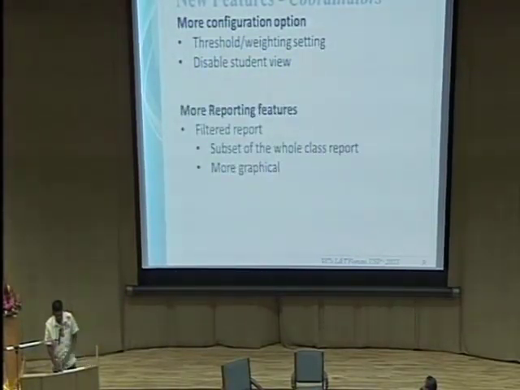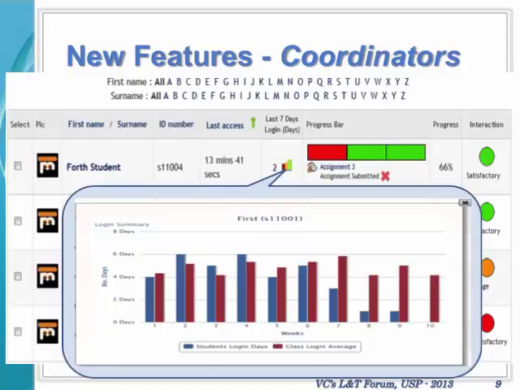More reporting features. Now we have a filtered report. The filtered report is a subset of the class report, which will be sent to specific stakeholders such as campus directors and scholarship officers. And we have more graphical views in the report. This is a sample report with more graphics in it, and lecturers can always drill down and see a more detailed report on a weekly basis.